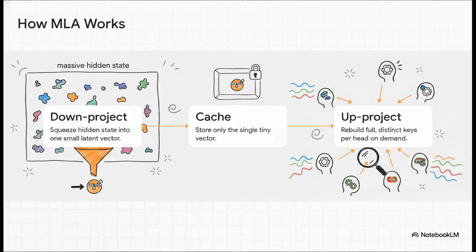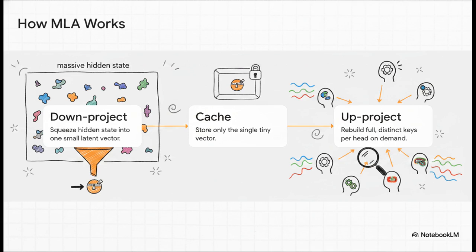First, a down projection squeezes the massive hidden state into one highly compressed, small latent vector. Second, that single tiny vector is the only thing that gets saved to the KV cache. At this point, the cache is totally head agnostic. It has no clue about the different attention heads. But then we hit step 3.